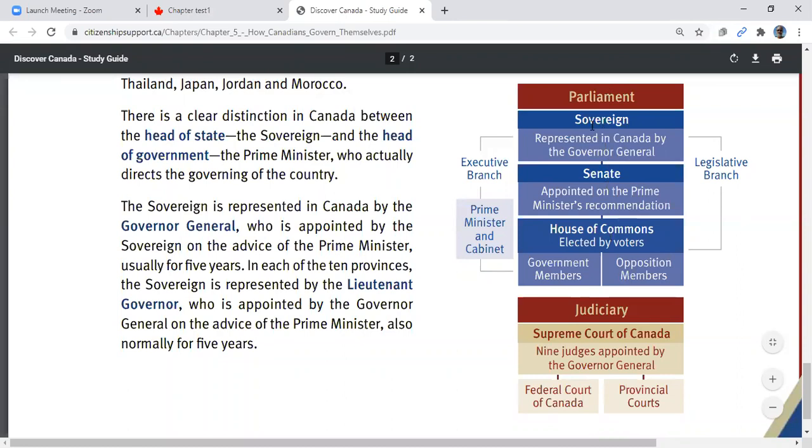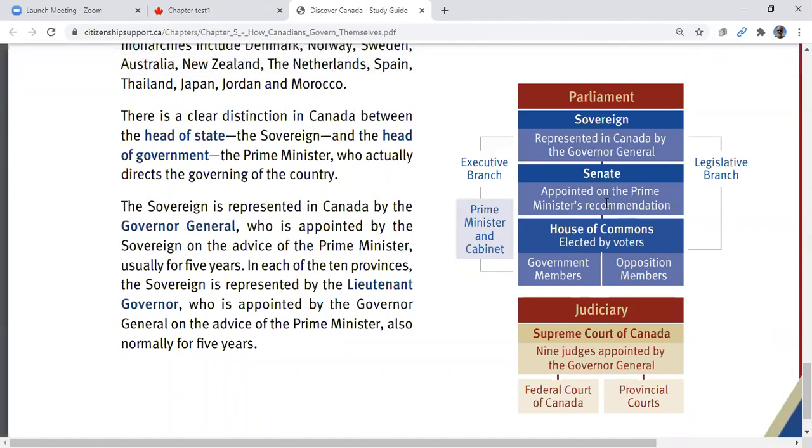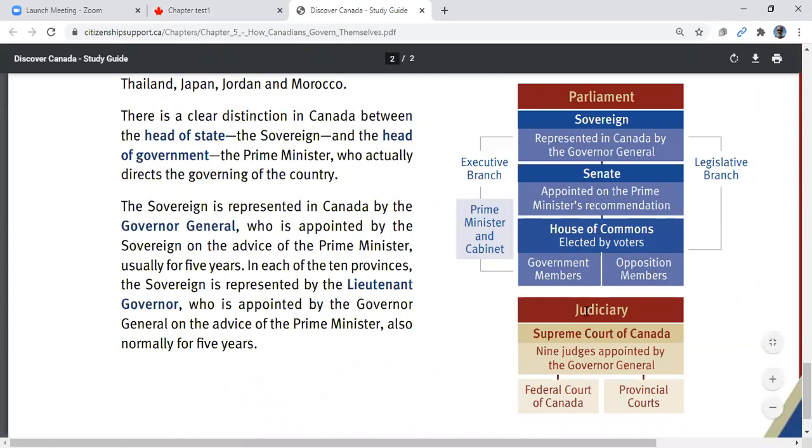So the Sovereign: in Canada, we don't have the Queen here. She's in England, so we have a Governor General. The Senate, they are appointed. They're not elected. The Prime Minister says who they should be, and then the Governor General appoints them. And then the House of Commons, these are the ones that we all vote for. These are the MPs, the members of Parliament. You have government members and opposition members. And then down here is called the judiciary, and these are all the courts.